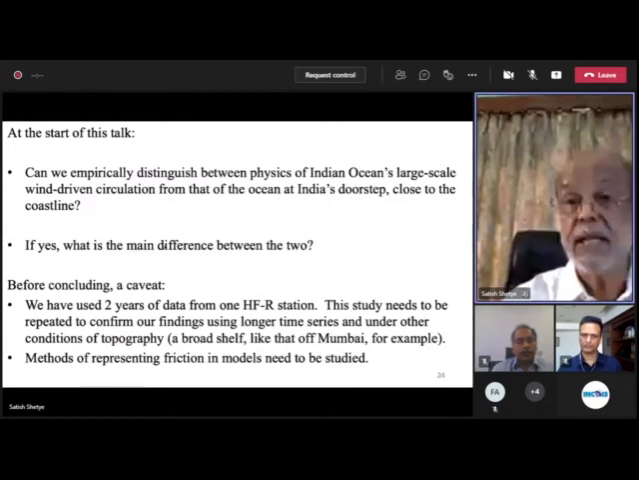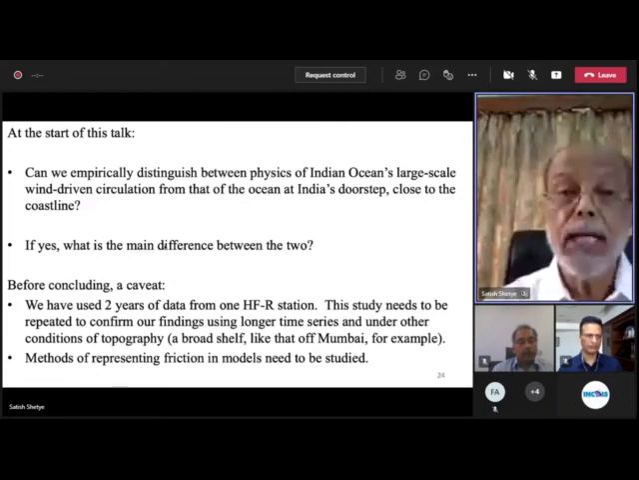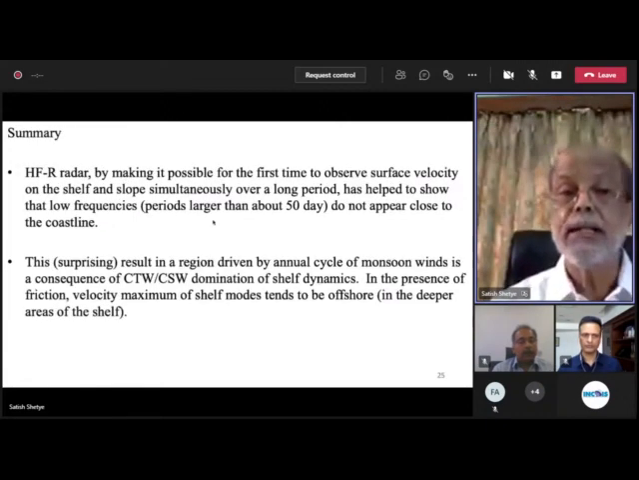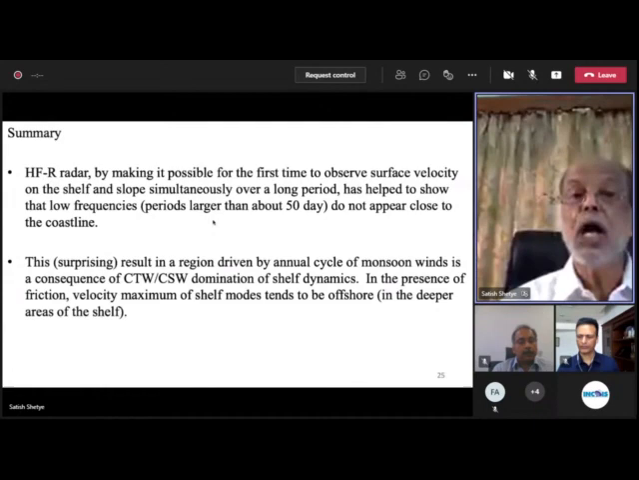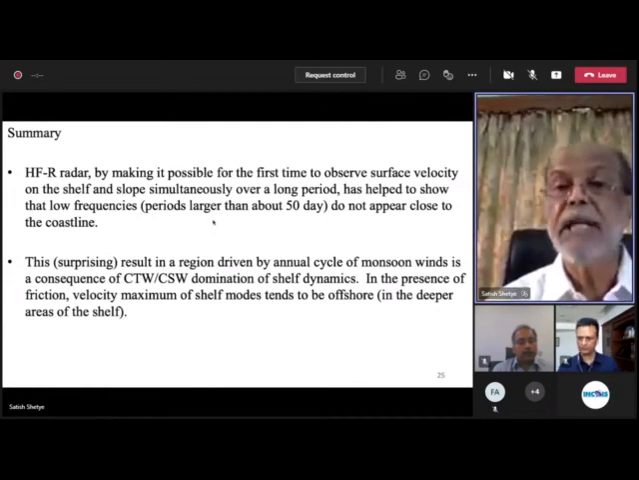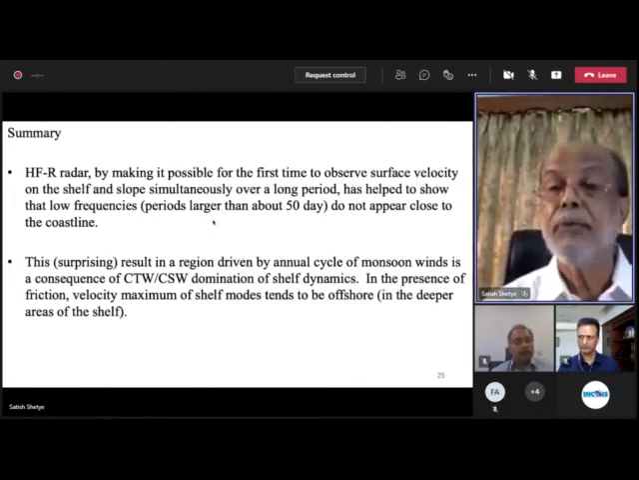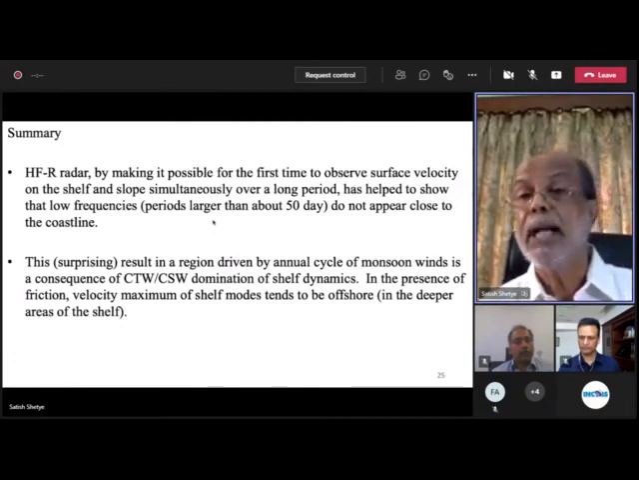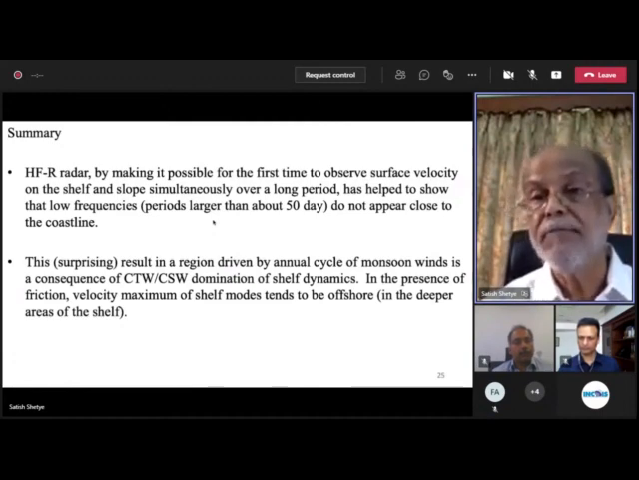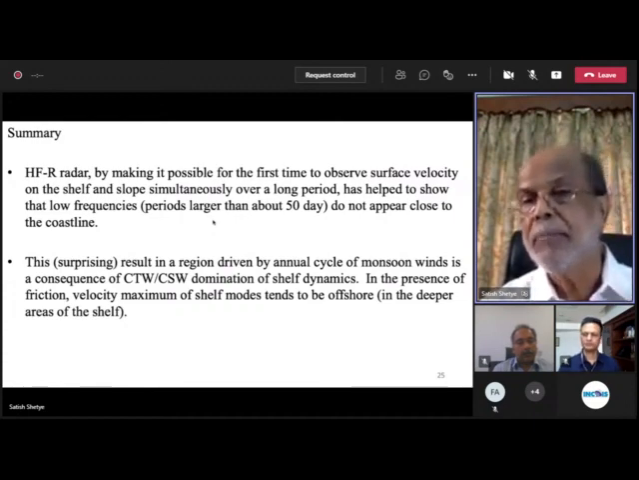for the first time to observe surface velocity on the shelf and slope simultaneously over a long period of time has helped to show that only the low frequencies, that is the periods larger than about 50 days, will appear on the slope and deeper areas. On the shelf, we will only see the higher frequencies, periods 10 days, 20 days, and so on.